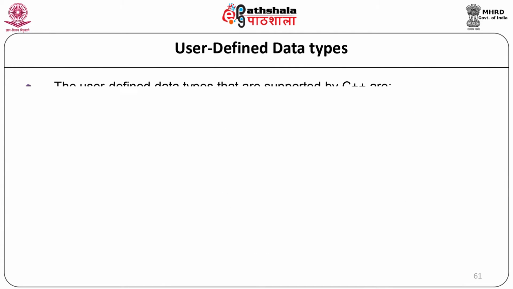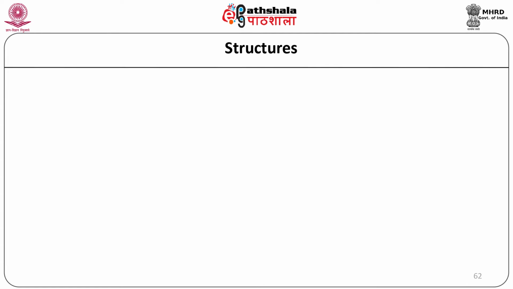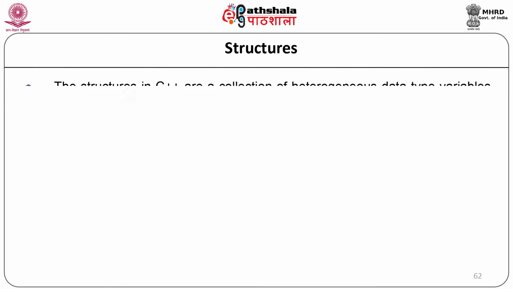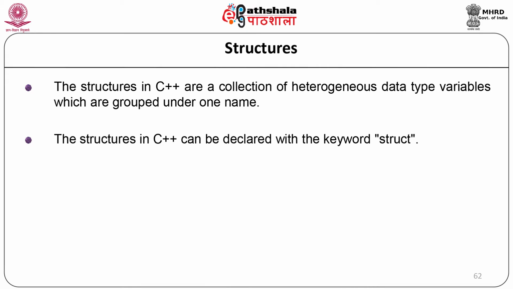The user defined data types that are supported in C++ are structures, unions, classes and enumeration. Let us see each one of them. First we will see structures. The structures in C++ are a collection of heterogeneous data type variables which are grouped under one name. The structures in C++ can be declared with the keyword struct.